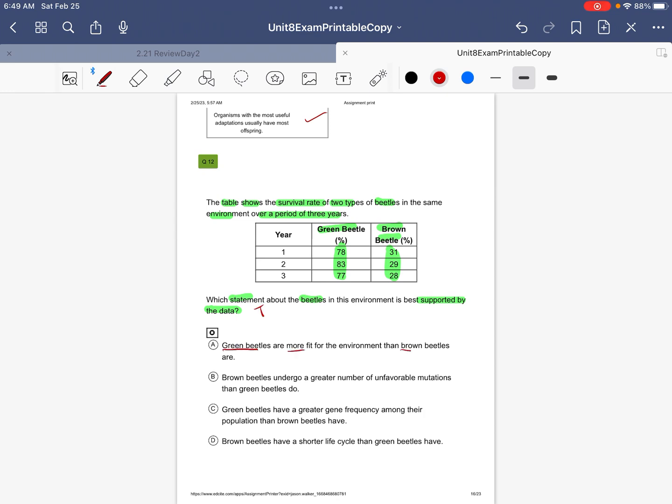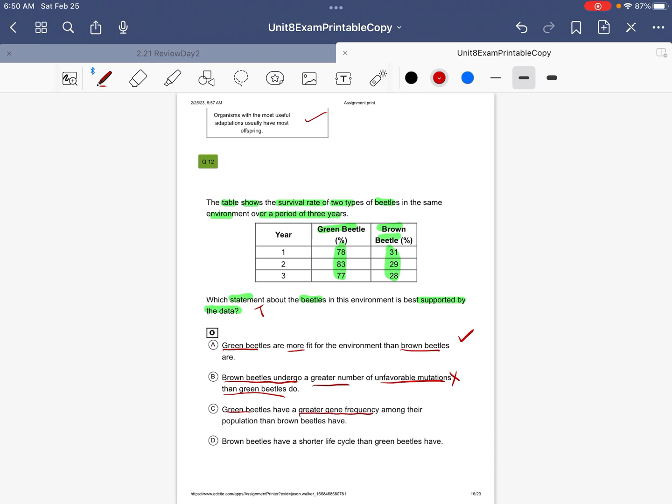Green beetles are more fit than brown beetles. So green beetles are in the 70s or 80s, and the brown beetles are in the lower 30s. I mean, it makes sense. There's more green beetles, but let's keep reading. The brown beetles undergo a greater number of unfavorable mutations than green beetles do. Just by looking at this graph that has numbers, I cannot tell you if they went through mutations or not, to be honest. So I do not have enough information.